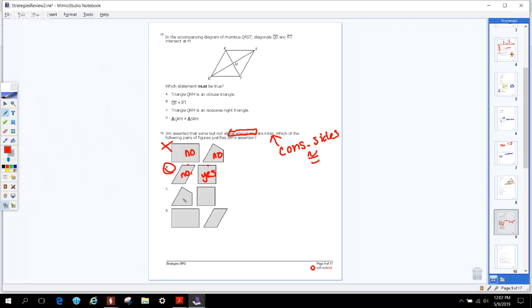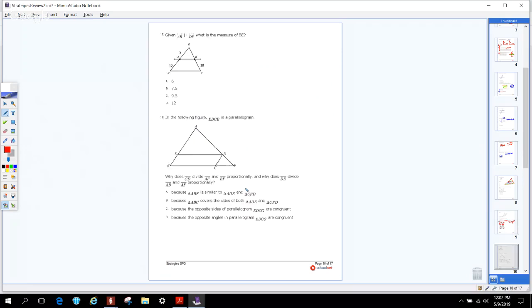It's not choice C because this is not a parallelogram, so we can't even look at that at all. And then here, neither one of these are kites. So in order for Jim to be right, you had to give an example of one that was a kite and one that wasn't a kite.